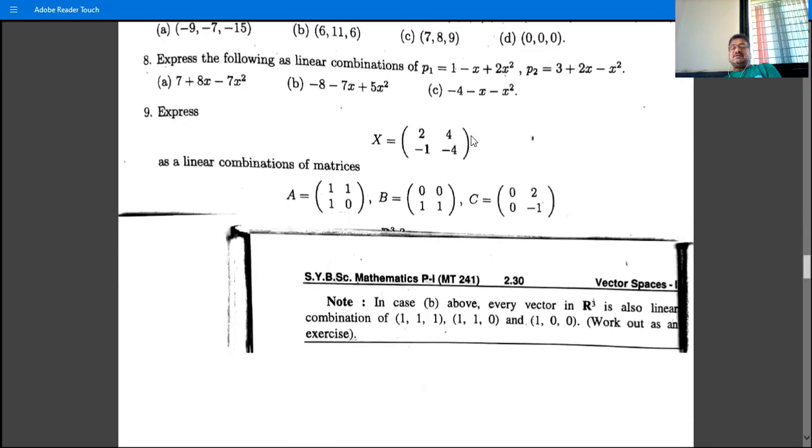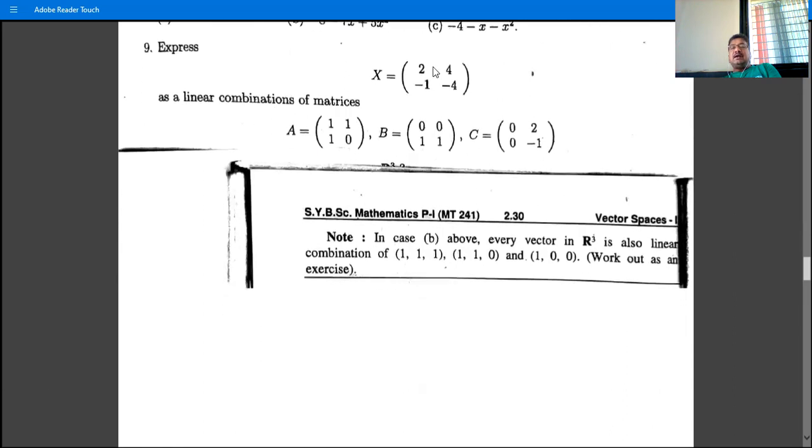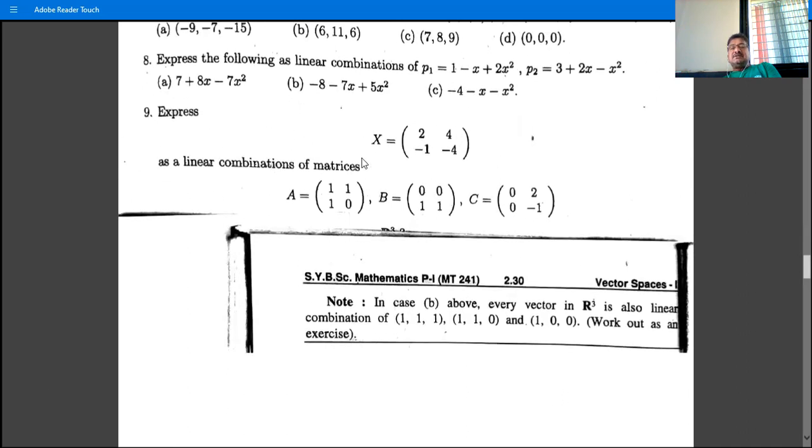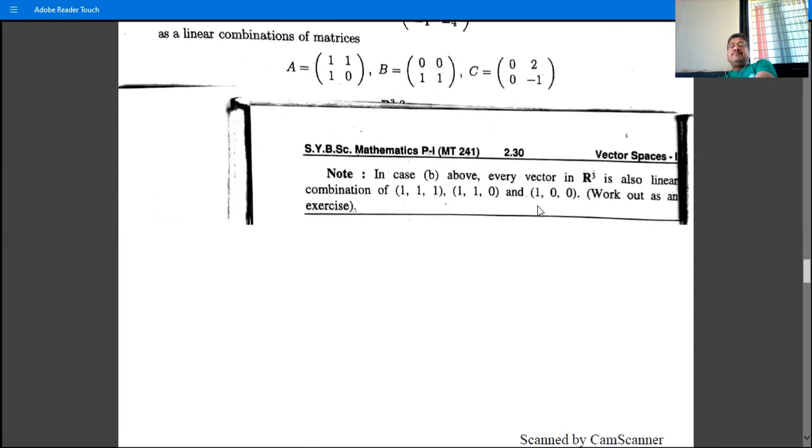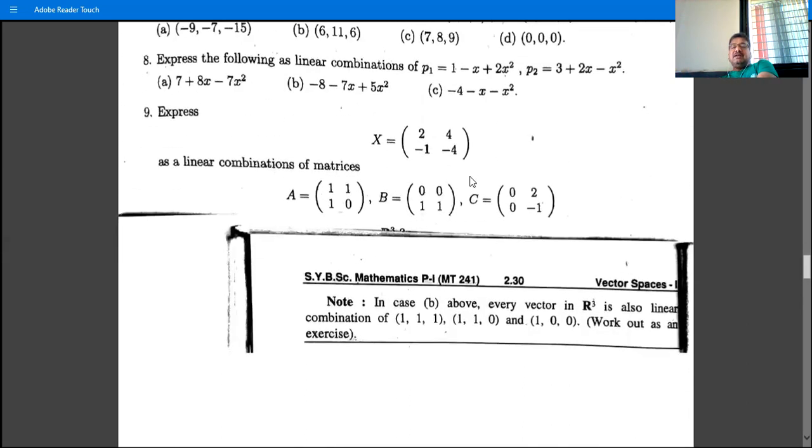Okay, so this is X, and these are A, B, C, three elements of M2 by 2 R. X is also an element of M2 by 2 R, and we have to express X as a linear combination of these three matrices. So what is the first sentence of the answer to problem number 9? Let k1, k2, k3 be scalars such that X is equal to k1 A plus k2 B plus k3 C. Then write the values of X, A, B, C, and apply the definition of scalar multiplication in M2 by 2 R.